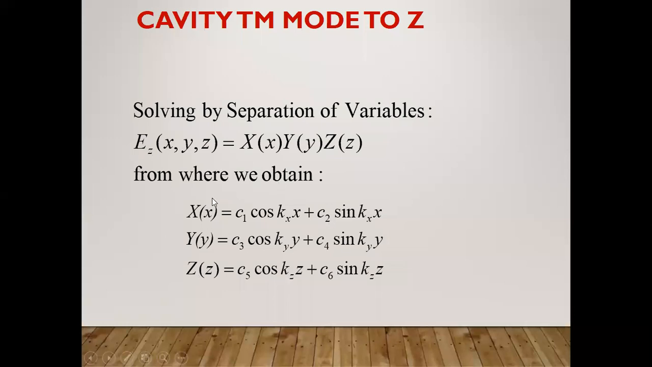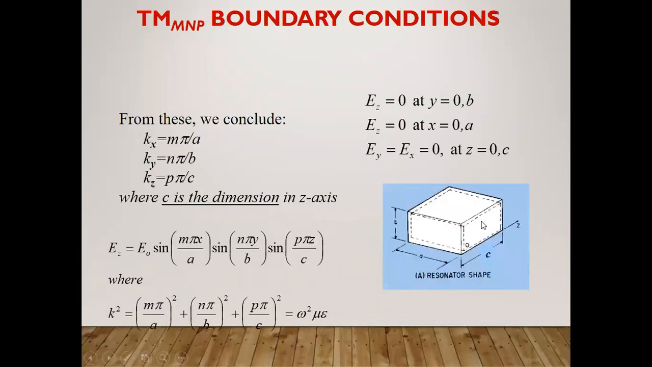In this way, you can write those equations in terms of the constant terms C1, C2, C3, C4, C5 and C6, in cosine and sine form. You can then calculate the constant value k by taking the x direction, y direction, and z direction. The other case is how you can calculate the boundary conditions if the mode is TM. That is also possible.